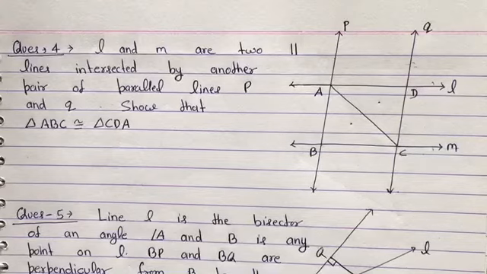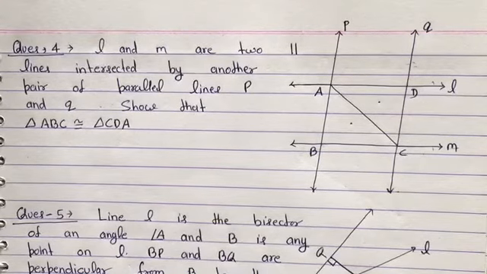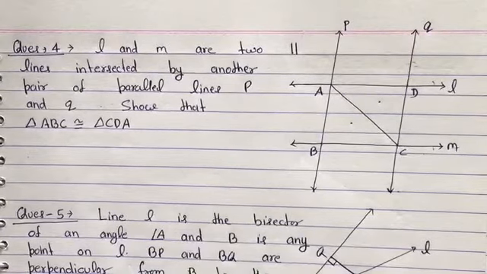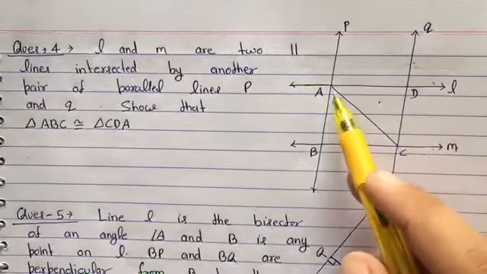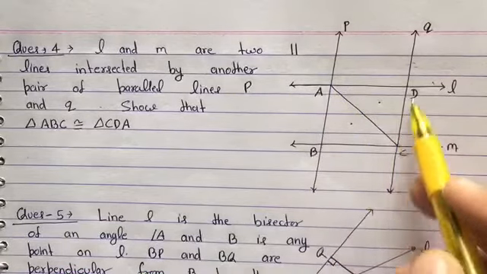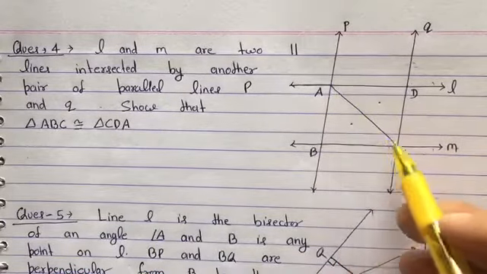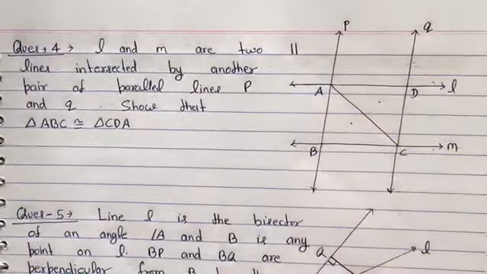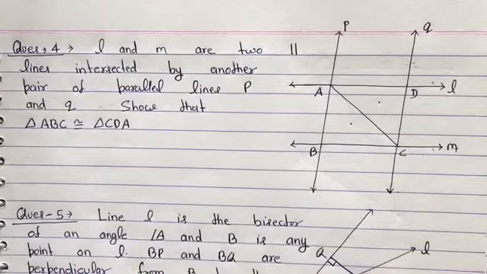This is not a very tough task for you, this is a very easy task, but you just have to observe all the things. Like in triangle ABC and triangle CDA, AC is common in both.